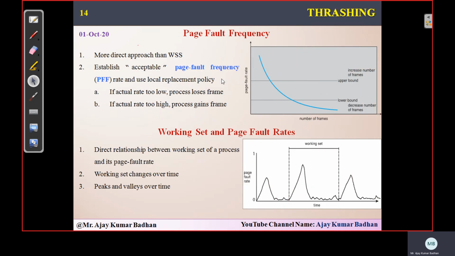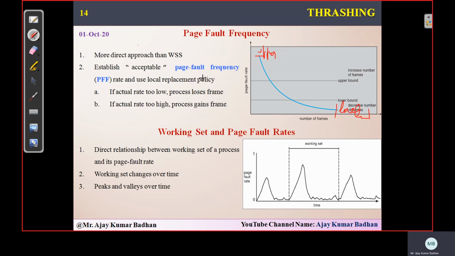And here we have page fault frequency. So how to allocate frames here? This is one of the techniques used. For page fault frequency, we will determine an upper limit and a lower limit. We'll have an upper bound and a lower bound.